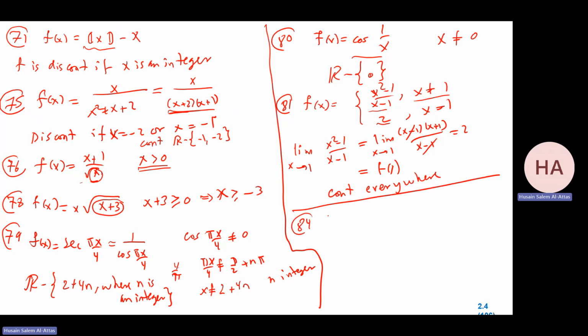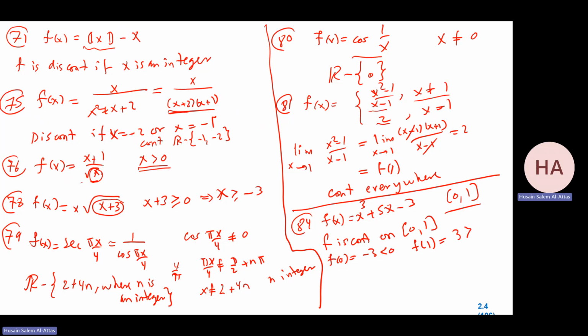84, which is f of x equals x cubed plus 5x minus 3. And the interval given is 0 to 1. So the function is continuous in this closed interval. Actually, it's continuous everywhere, but we are concerned about this. At 0, it will be minus 3, negative. And at 1, it will be 1 plus 5, 6, minus 3, 3, positive.